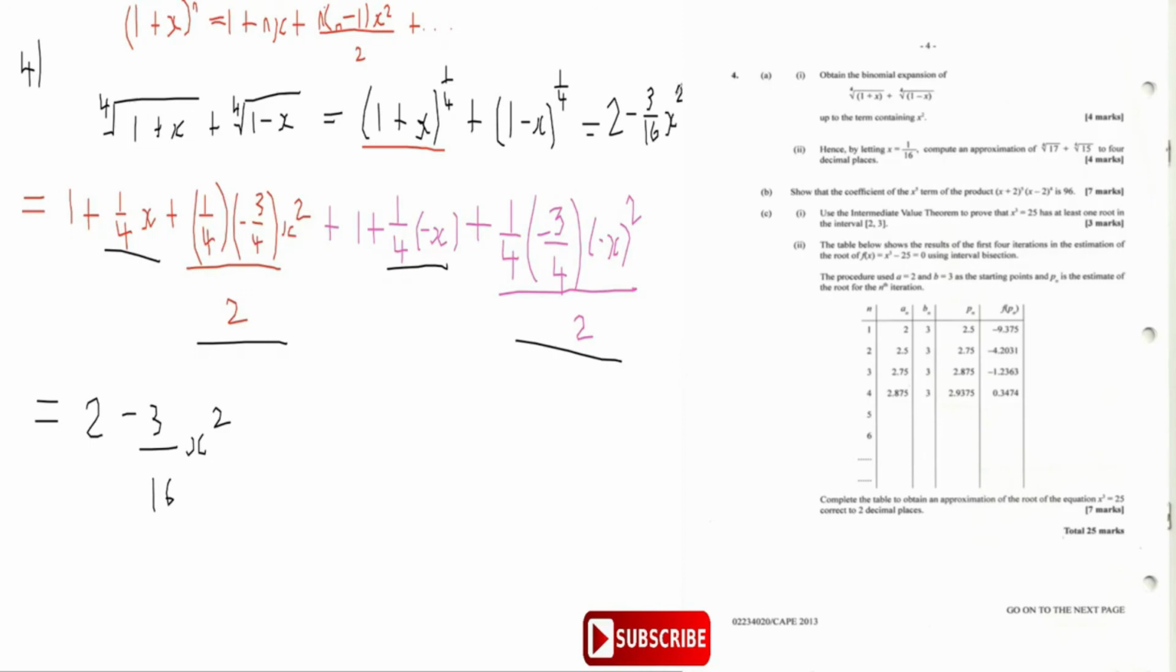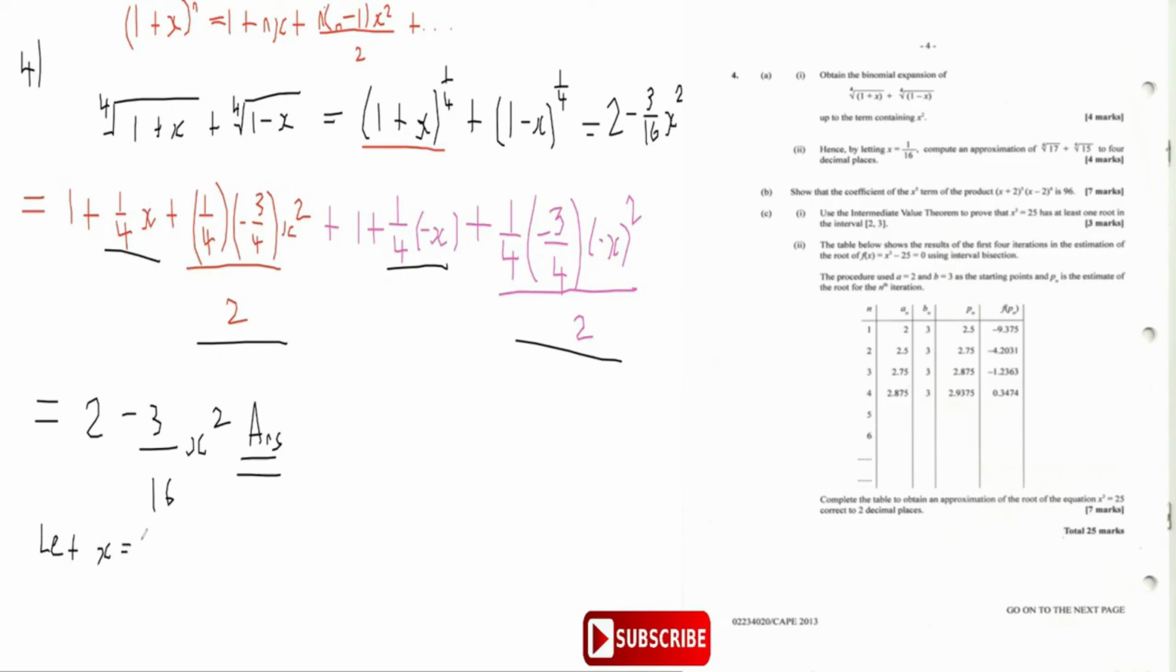Now it says, by letting x equal 1 over 16, find the value of the square root of 17 plus the square root of 15. All right, so we get that, and we want to put x as 1 over 16. So let's write that. Let x be equal to 1 over 16.